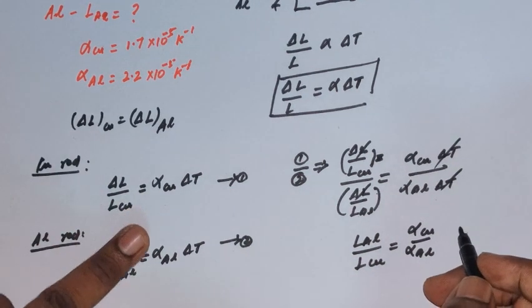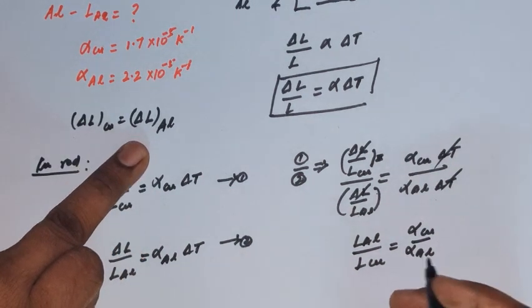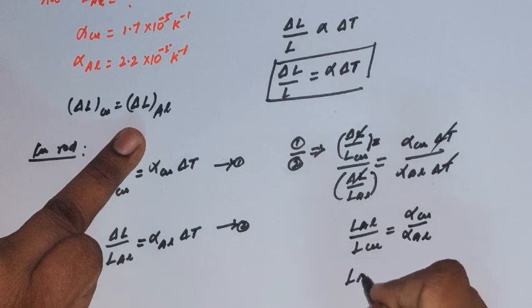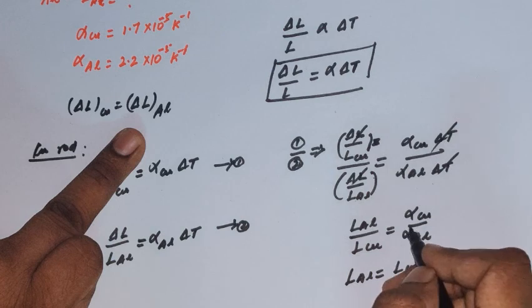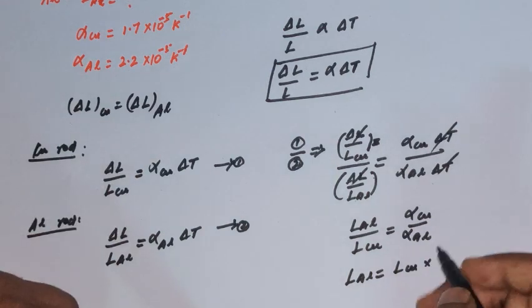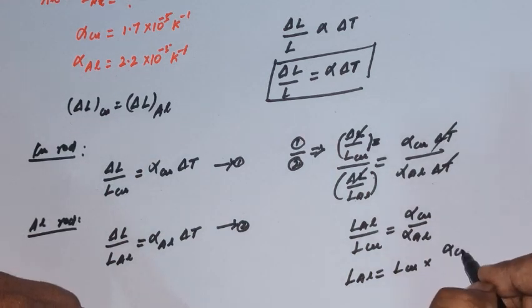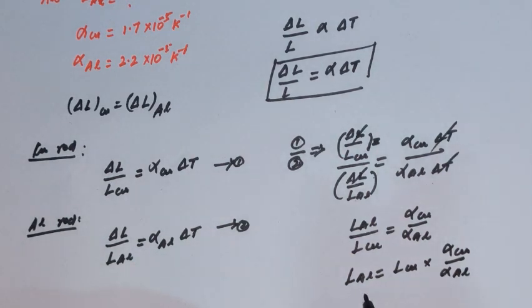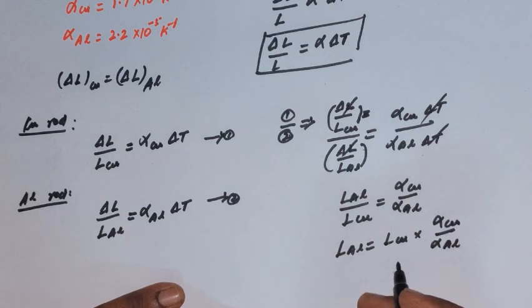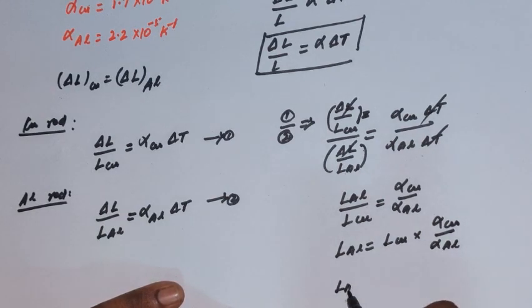Here they are asking for the length of the aluminum rod, so we keep it on one side. The length of the aluminum rod equals the length of the copper rod times alpha copper divided by alpha aluminum. Now we can substitute the given quantities. The length of the aluminum rod equals the length of the copper rod, which is given as 88 centimeter.